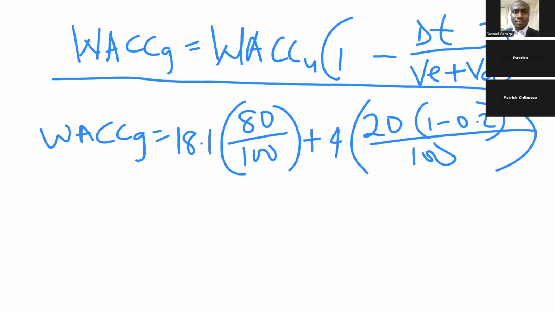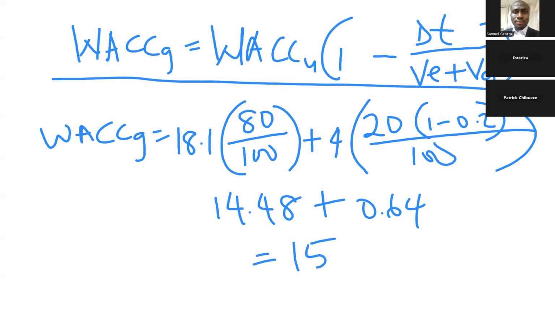So what is the WACC? This is 80 divided by 100 times 18.1. This is 14.48. Then 20 divided by 100 times 4, times 0.8, is 0.64. Plus 14.48, we have 15.12.